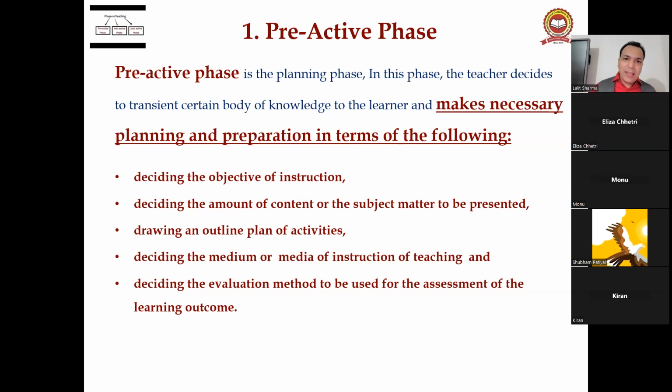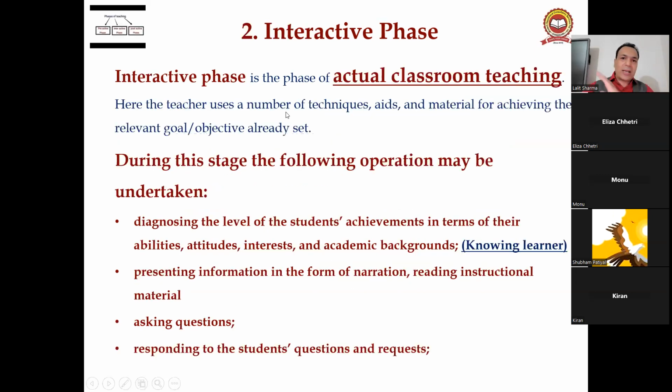Got it? So next is interactive phase. Ab interactive phase mein what happens? Now you have come into the class, face to face in the class, actual classroom teaching you have entered. So here, interactive phase is phase of actual classroom teaching. Here the teacher uses a number of techniques, aids, material for achieving the relevant goal objective already set.